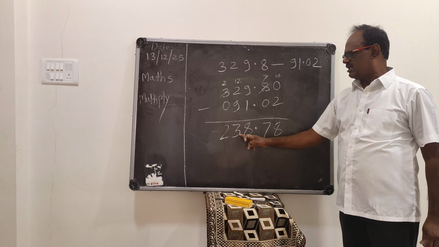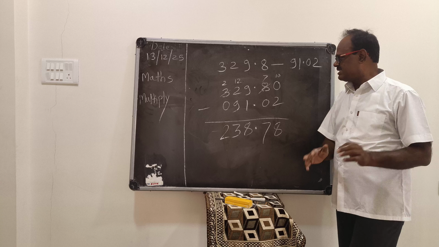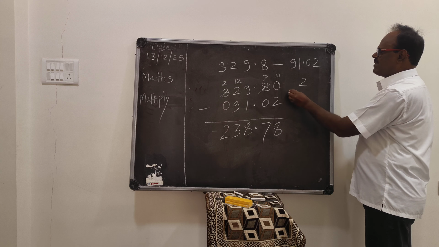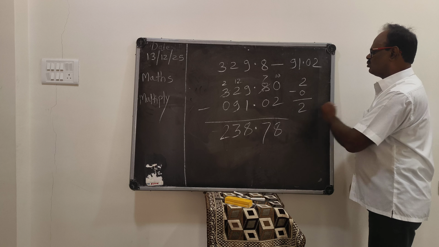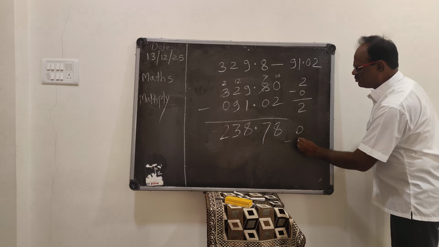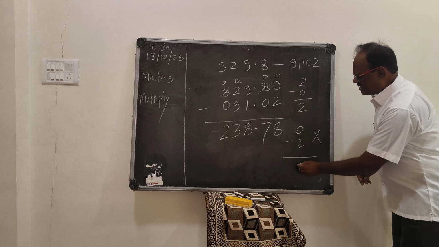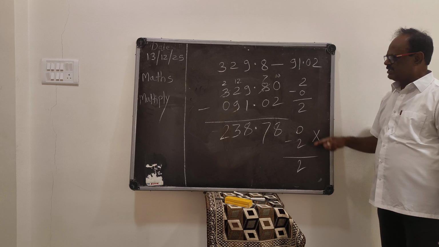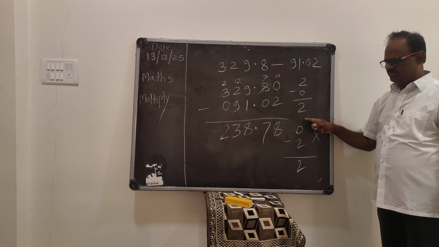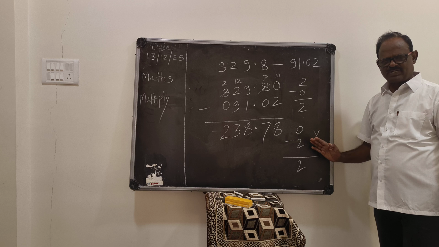The answer is 238.78. Here you always keep in mind: 2 minus 0 is 2, but you cannot do 0 minus 2. Many students write the answer 2 here. That's wrong. 2 minus 0 is 2, but for 0 minus 2 you have to borrow 1 from another number.